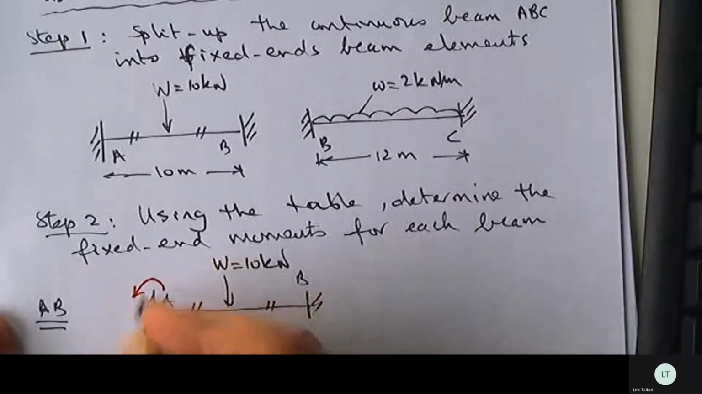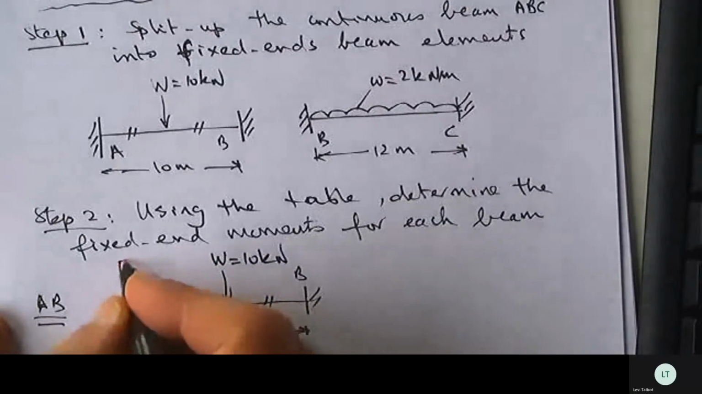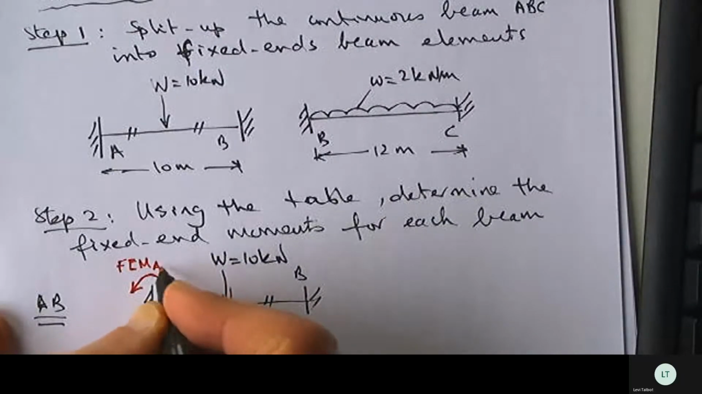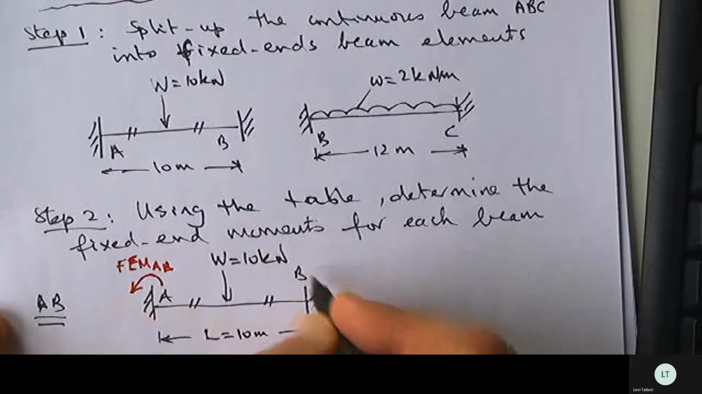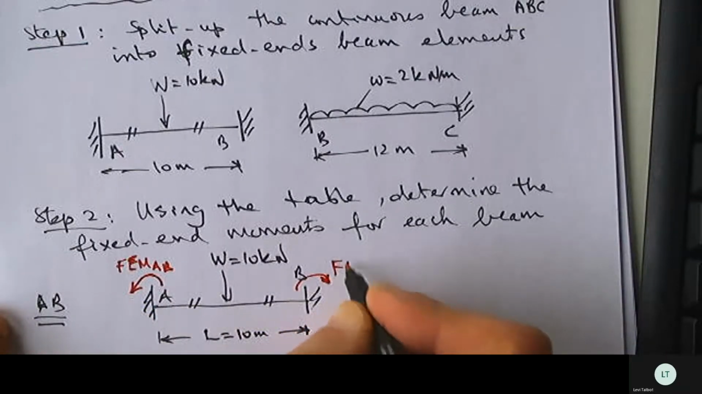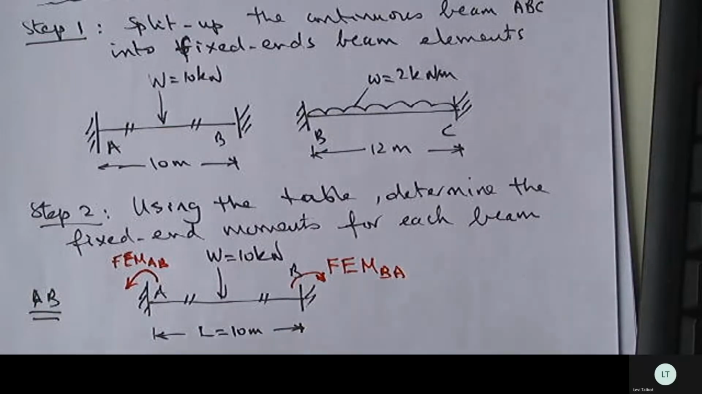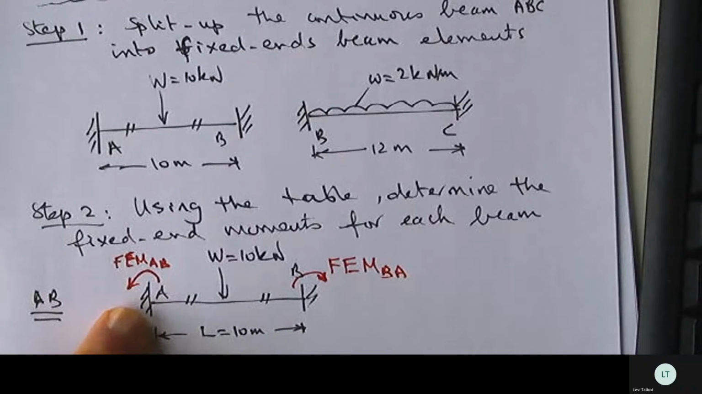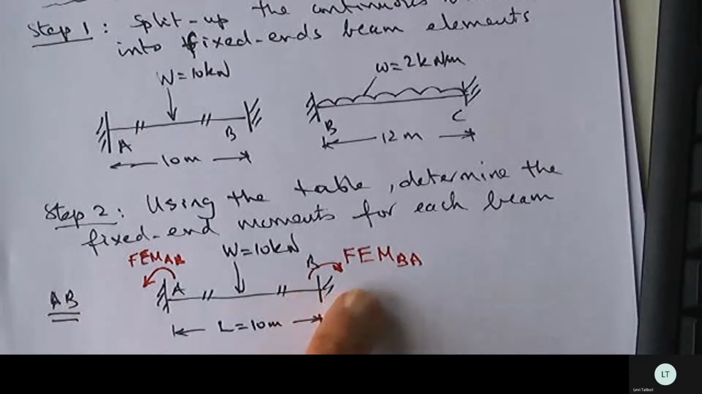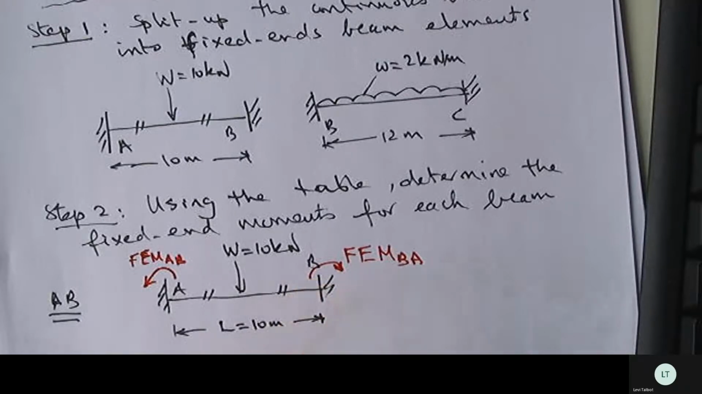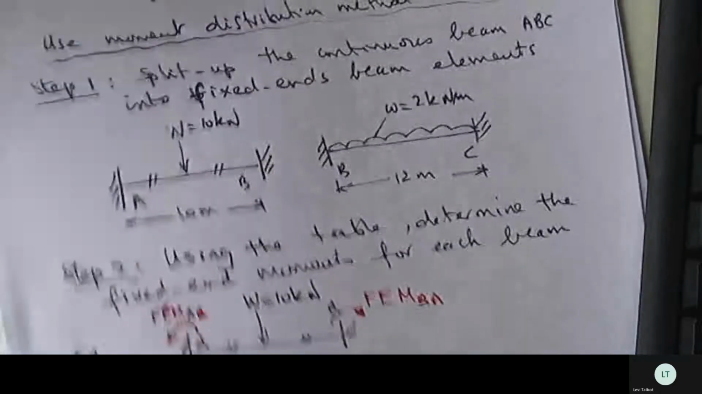So we have got a fixed moment there at A. We call this fixed end moment AB. And the moment at B is the fixed end moment BA. And you can see the sign convention here. The moment at A is anti-clockwise, and therefore it's negative, and the moment at B is clockwise, and the values are obtained from the table. Do you understand the direction of the moments or not?